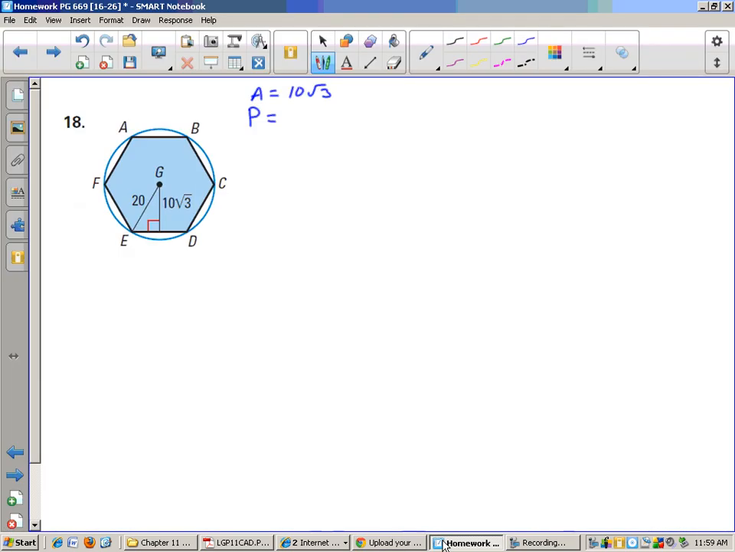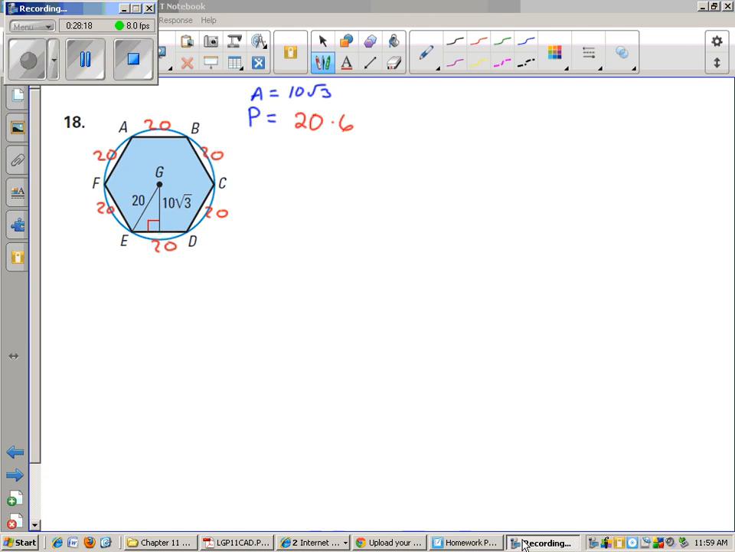Okay. So we just go back to the basic picture. What do we know about all the outsides of this hexagon? That's 20. 20. 20. So, yeah, our perimeter is going to be 20 times 6, which is 120. So you guys take a moment and write out the area of this. Use the new formula and write out the area of this while I pause the recording.